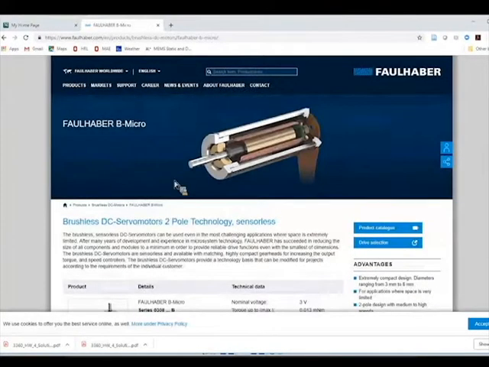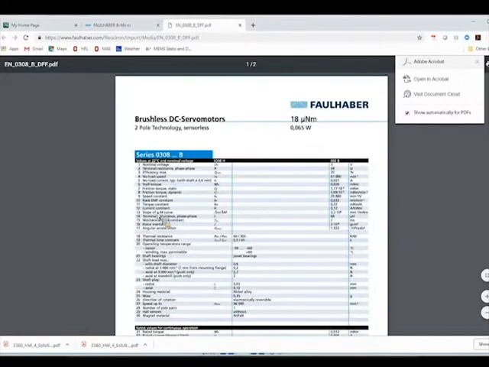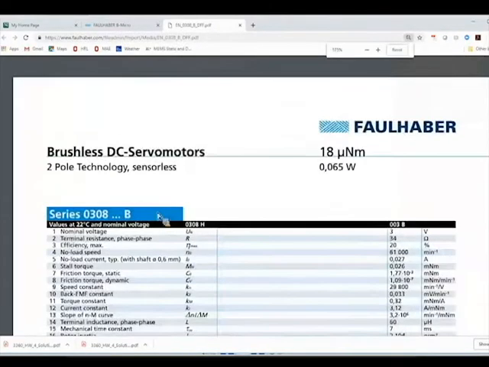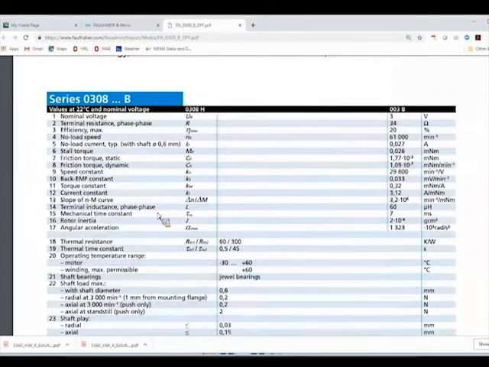All right. And if I look at the data sheet on this, we're going to see a lot of information, and I want to highlight just a few things here. This is what I want to highlight. Item 11 here is the torque constant, right? So that's precisely what we were just talking about.